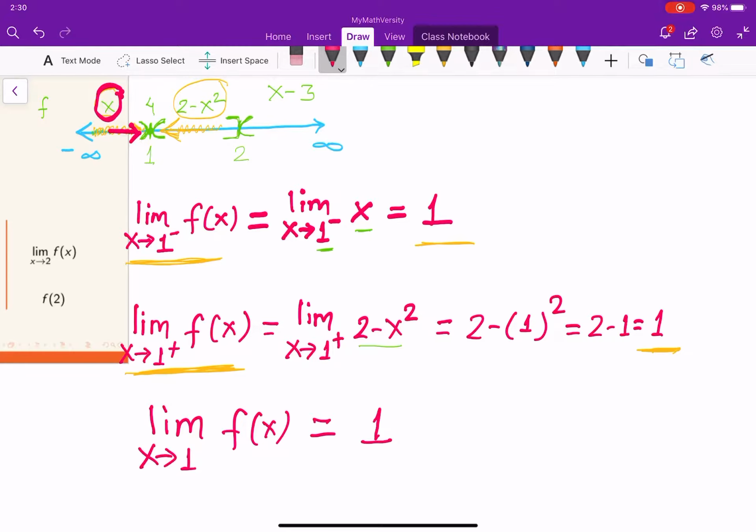If these values were different, if the right side limit were different from the left side limit, then the limit does not exist at 1. But in this case they are the same, so the limit exists, and it is equal to 1.